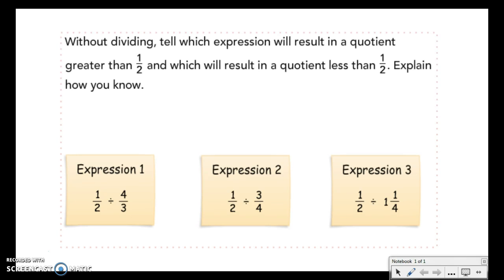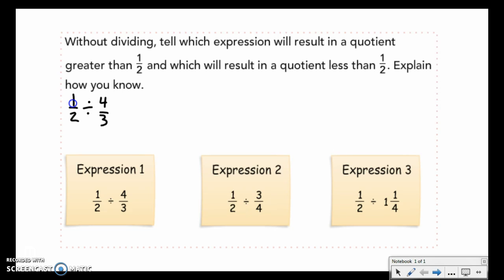Alright, so we were talking about how to divide fractions without actually dividing them and figure out what the quotient is. Well, we talked about the reciprocal method and how that works. So let's practice this on expression number 1. We have 1/2 divided by 4/3.